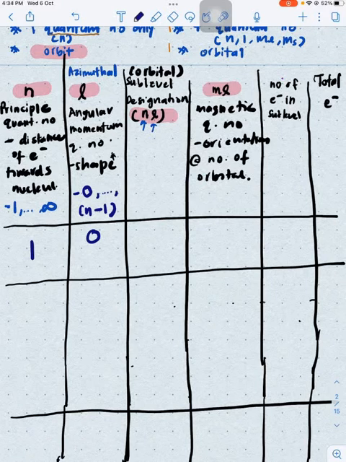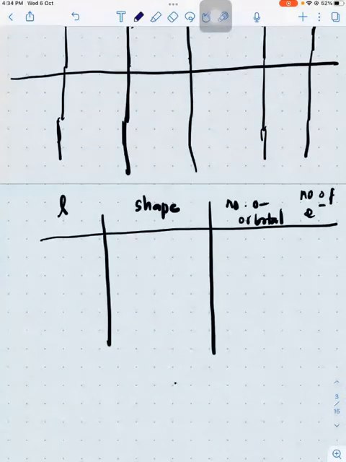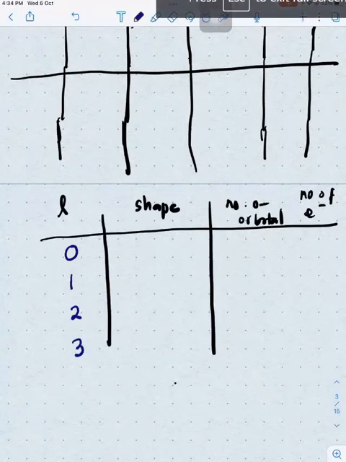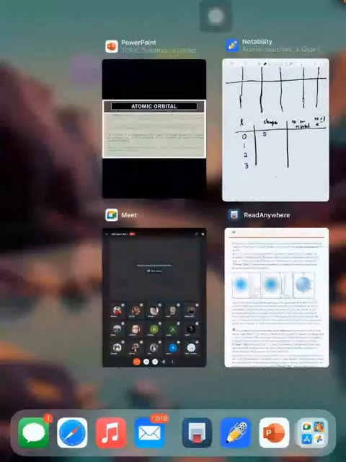Okay, so now apa function L tadi? It will tell us shape kan? So shape ni, dalam chemistry, kita akan translate. Kalau L kita kosong, kalau L kita 1, kalau L kita 2, kalau L kita 3, then what should be the shape? So kalau kosong, orbital kita tadi berbentuk S. Nama dia adalah orbital S. So apa rupa bentuk orbital S ni? Madam nak tunjuk gambar kat dalam ni.